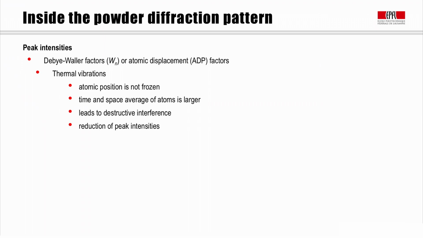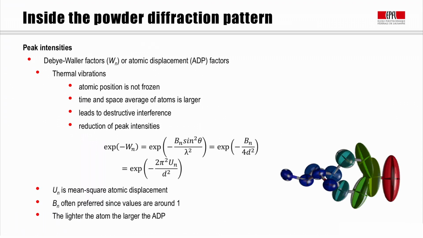This actually leads to destructive interference when your X-rays are being diffracted, and thus leads to a reduction of the peak intensities. Expressions for this effect can be found here, one of which uses the Debye-Waller factor as such, but other expressions exist as well. For instance, one which is more directly related to the mean square atomic displacement, and B, which is often preferred since it has values around 1 and is thus easier to judge.